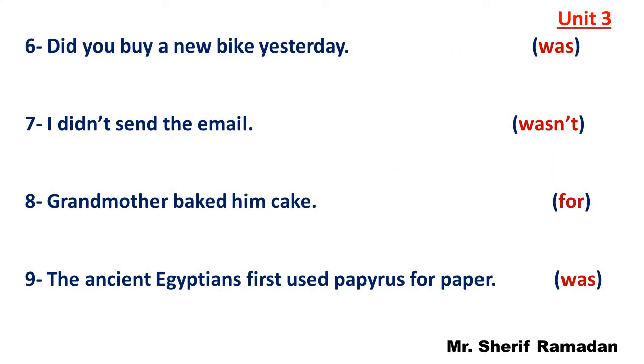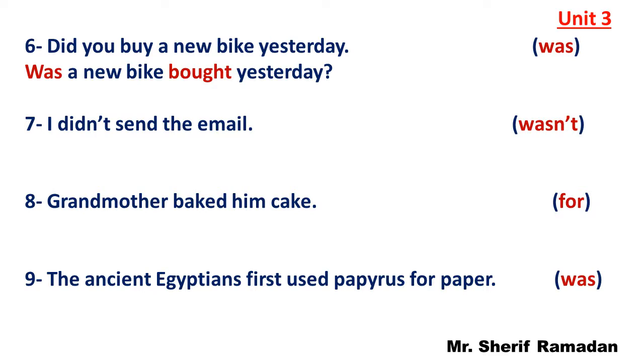Number 6. Did you buy a new bike yesterday؟ ده سؤال. عايز استخدم was يبقى إذا هستخدم صيغة السؤال لكن في الباسيف. هقول was a new bike bought yesterday. Was a new bike bought yesterday.